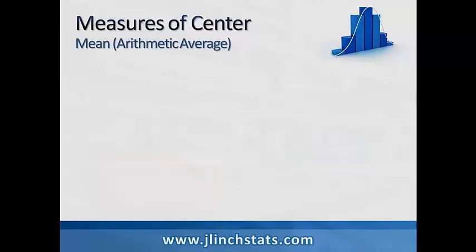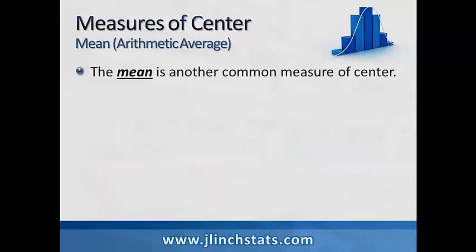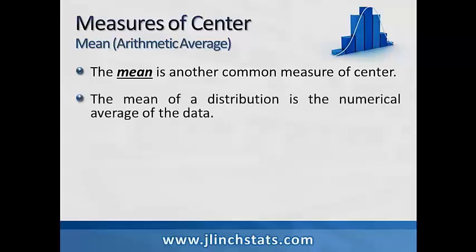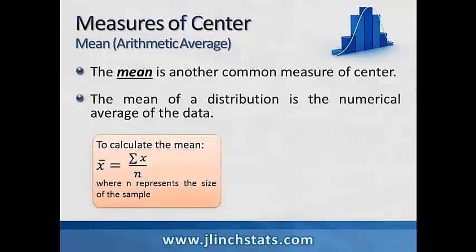Now, the mean is basically an arithmetic average. The mean is another common measure of center. The mean of a distribution can be found by taking the average of the data. It's basically a numerical average of our data values. To calculate the mean, we're going to sum up all of the observations in our data set and divide by the total. So the mean is basically just an arithmetic average. Now in our formula here, we represent the mean with x bar. Now x bar represents the mean that's actually taken from sample data.